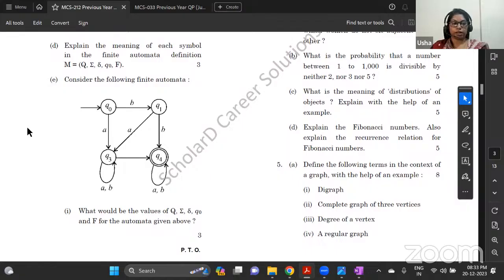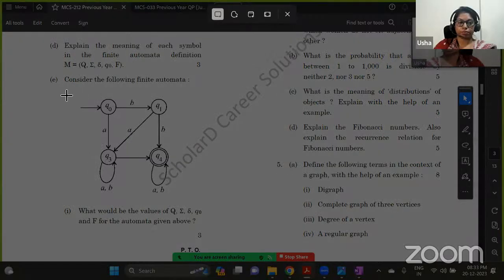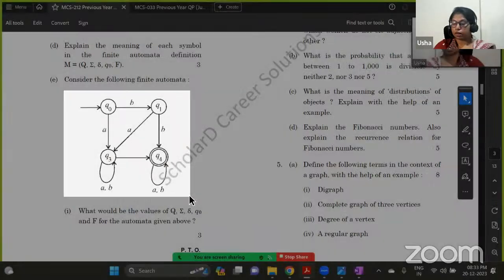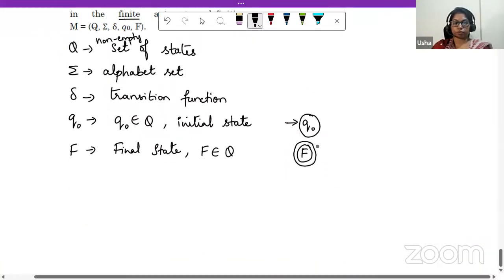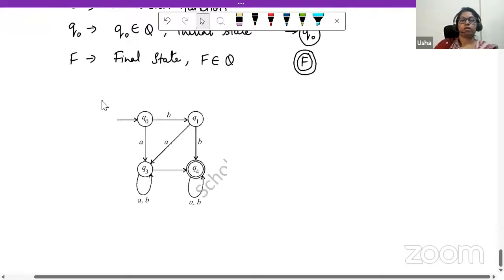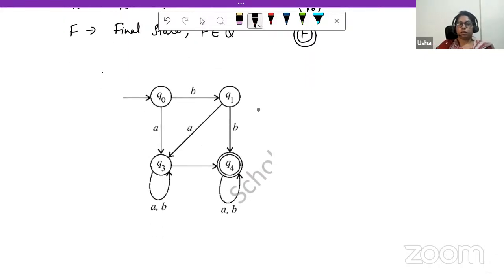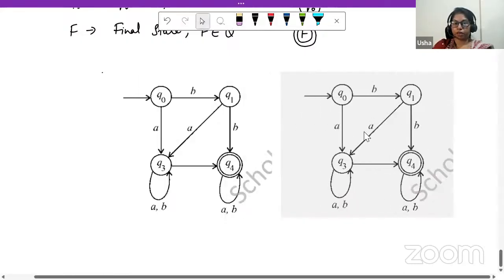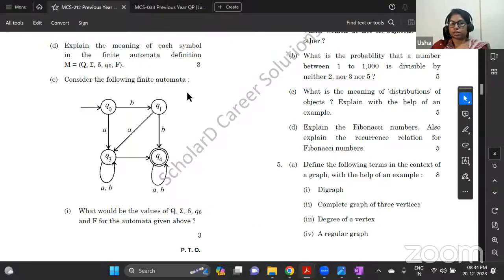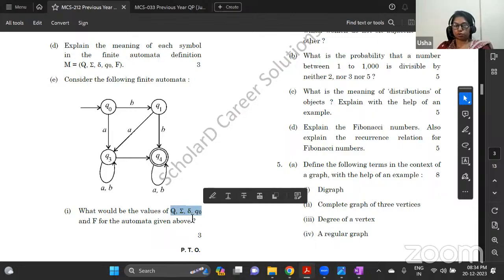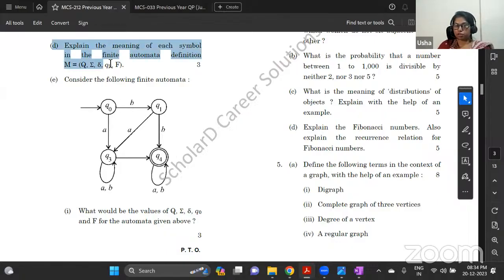Okay, so we will take this example and understand what it means. Okay, here let us write all these things. That is the question here basically. Consider the following finite automata. What would be the values of Q, sigma, delta, Q naught and F for the automata given above? So whatever we have written earlier, the answer for this one, those things we have to identify in this one. Okay.